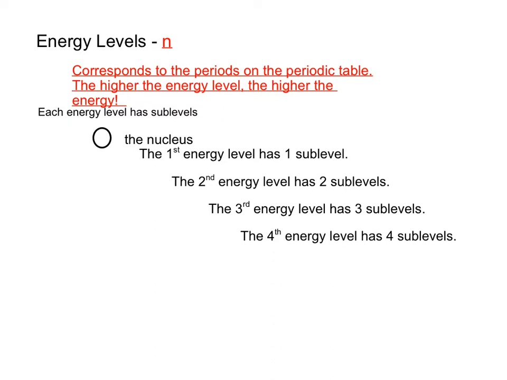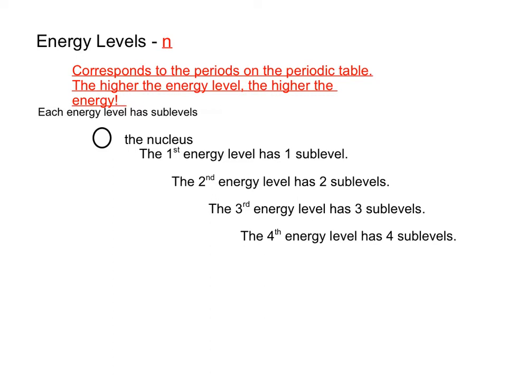Now, here's where it gets a little bit more interesting. Every energy level also has sublevels. It has the same number of sublevels as the energy level itself. So energy level 1 has one sublevel. Energy level 2 has two sublevels. 3 has 3, 4 has 4, and so on and so forth. Right now, the highest energy level elements that we have are at 7. Nothing is beyond that yet that we've discovered to be stable, but in theory, if you had energy level 100, it would have 100 sublevels.